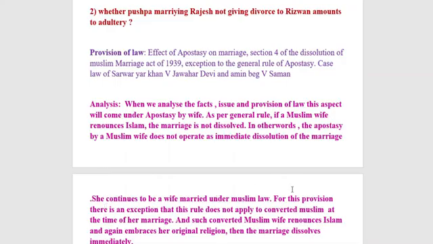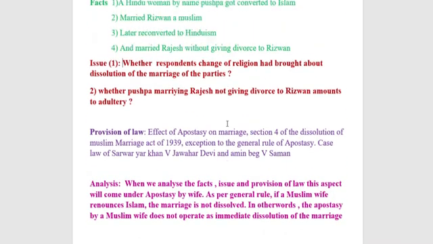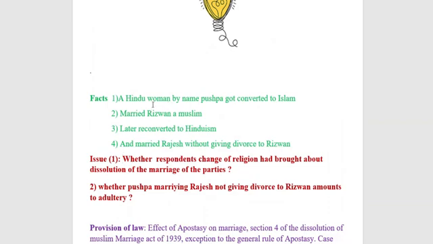With regard to apostasy by wife, the general rule is that even though she renounces Islam and marries a person from a different religion, the marriage will not dissolve automatically. She has to get a judicial divorce from the court under Section 2 of the Dissolution of Muslim Marriages Act of 1939. But this rule does not apply to a converted Muslim. In this case law we can see it is a converted Muslim only. Here, Pushpa is a Hindu woman by birth, and she got converted to Islam.